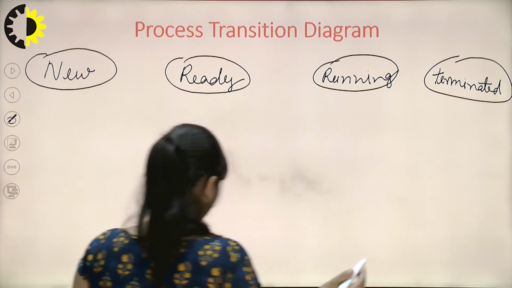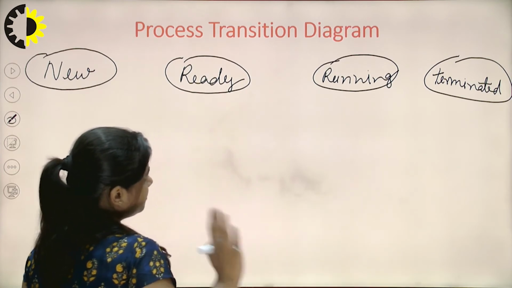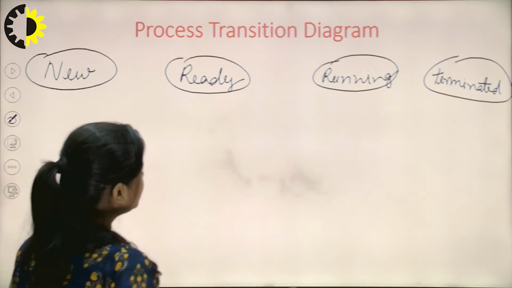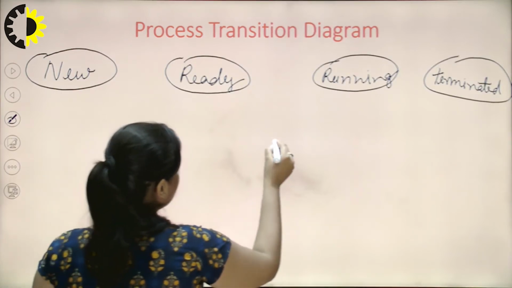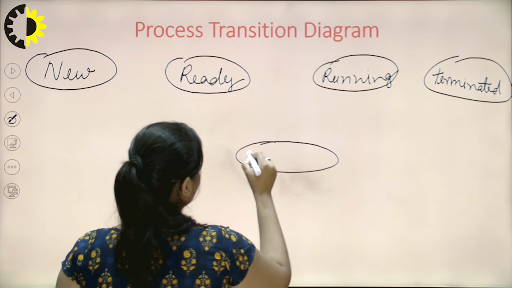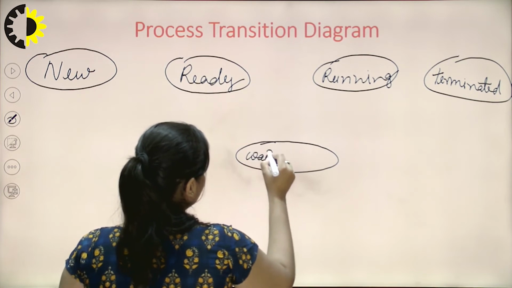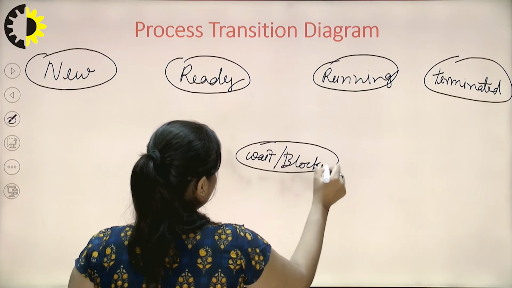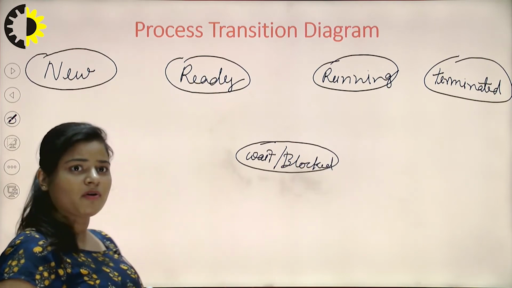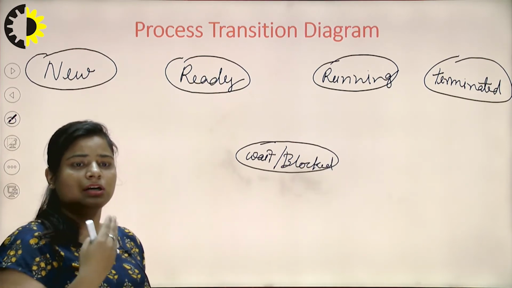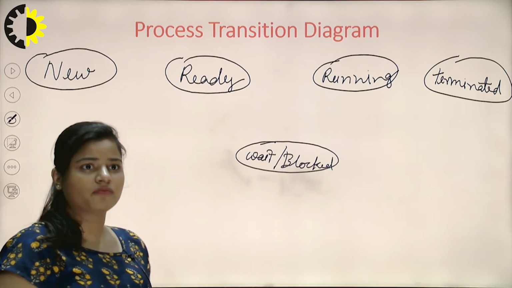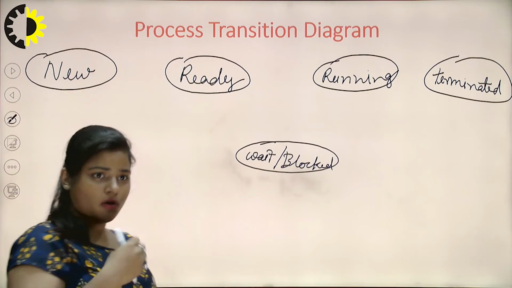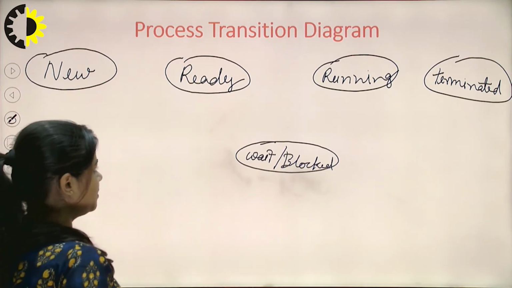Apart from that, we were having one more state, that was the waiting state or block. Earlier, we have learned about these 5 basic states of a process, and I have created the states. Now we will see how these processes are working.